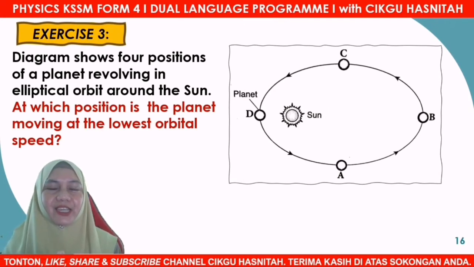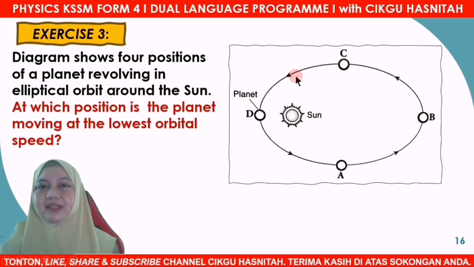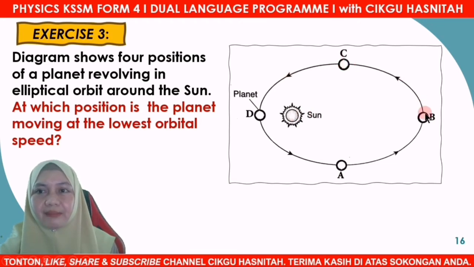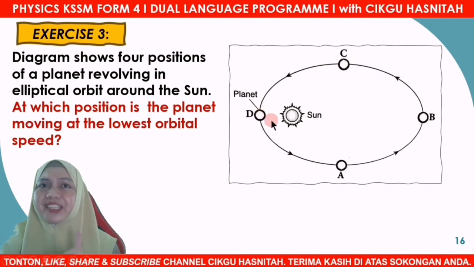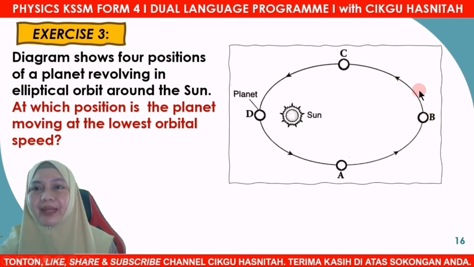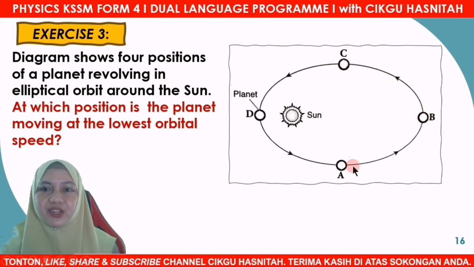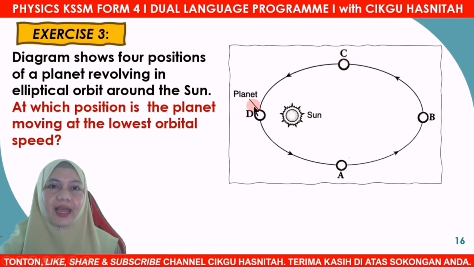So now let us continue with question 3. Again, you can see the diagram here. It shows 4 positions of planet revolving or orbiting in elliptical orbit around the Sun. So this is the Sun at one of the focus of this elliptical orbit, and we have planet A, planet B, planet C, and planet D. So the question is, at which position is the planet moving at the lowest orbital speed? Actually, this is the same planet, but now in 4 different positions. Position A, position B, position C, and position D. So at which position is the planet moving at the lowest orbital speed, students?